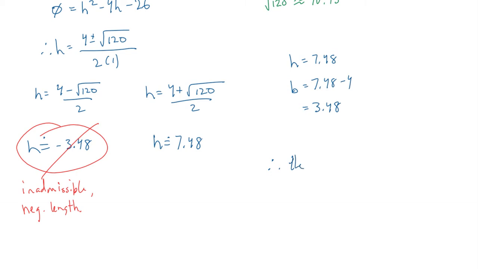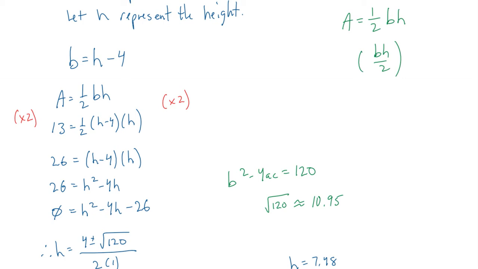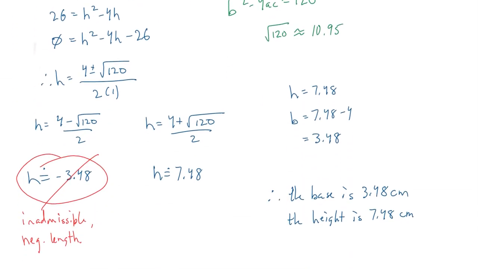So therefore, the base is 3.48, and I think we're working in centimeters here, and the height is 7.48 centimeters. Okay, so we looked at one question that was a product, one question that was an area question, but you can see how it's similar because I still came up with a mini formula and subbed it in. Then expanded, moved everything to one side, and you either solve by quadratic formula or by factoring. So those two are similar.